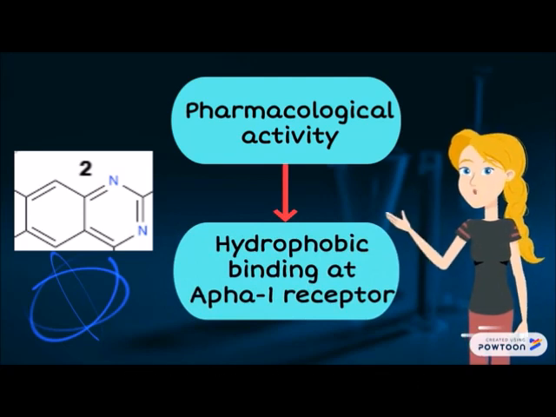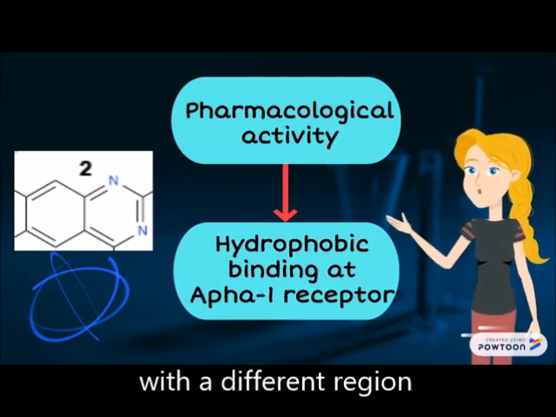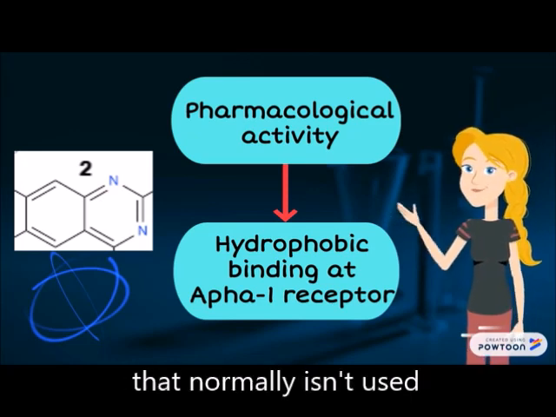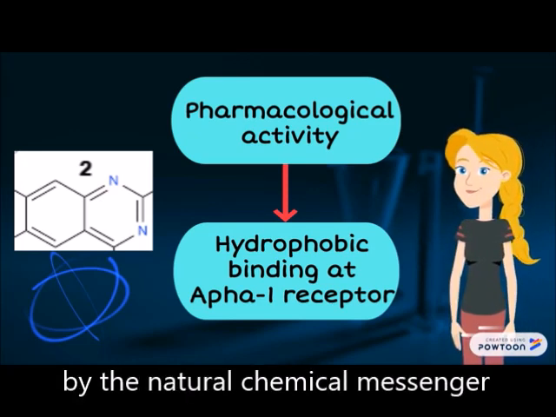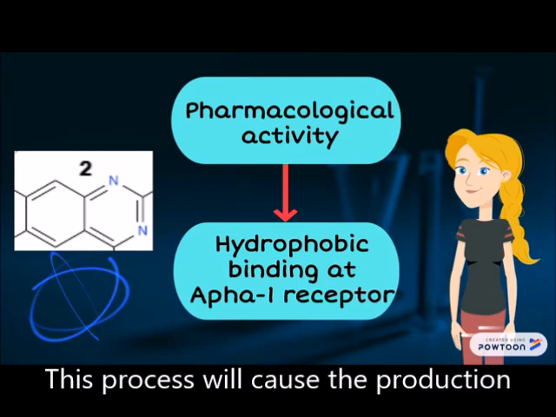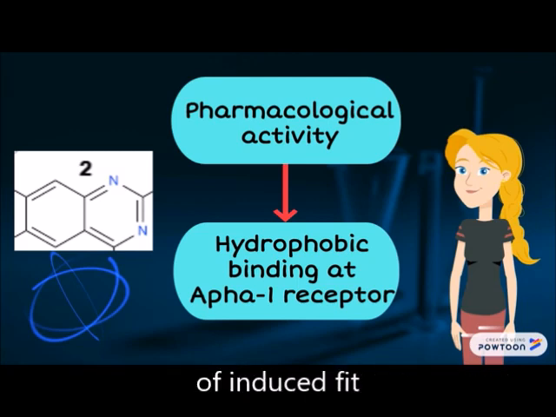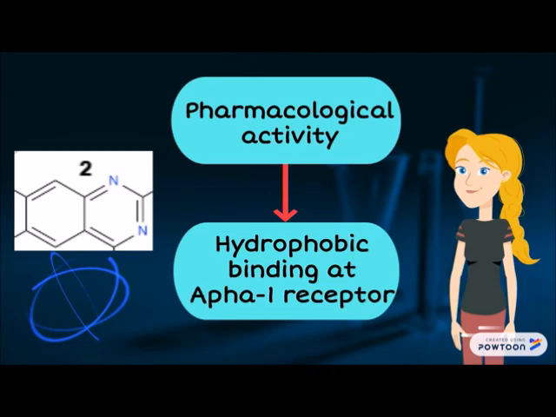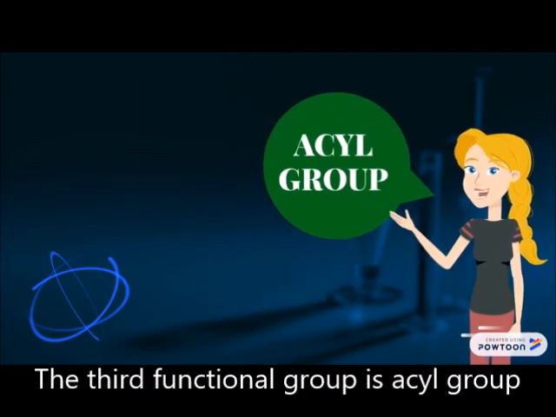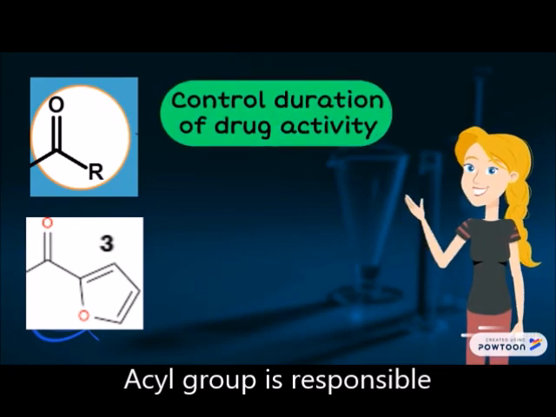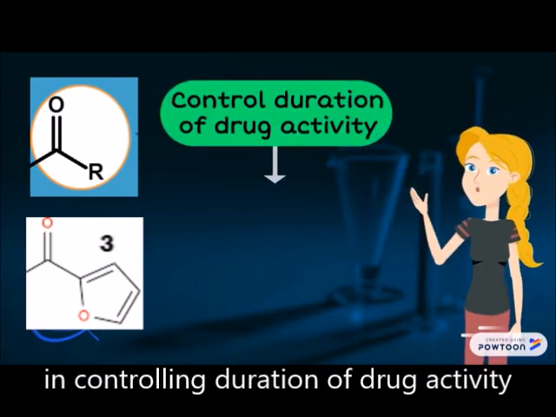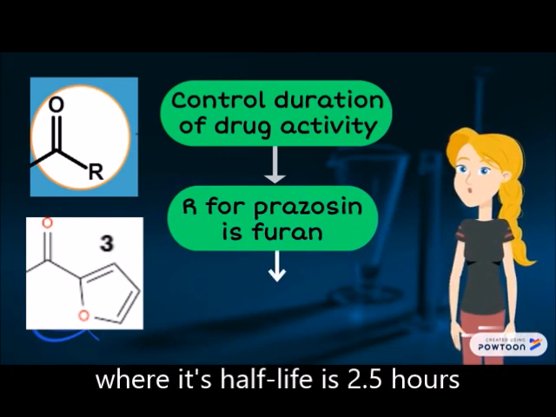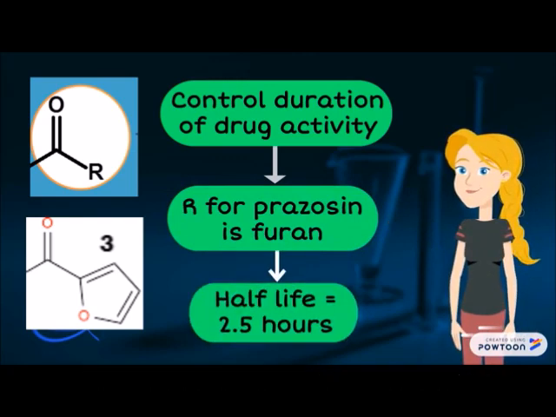The quinazoline will form a hydrophobic binding with a different region at the androgen receptor that normally isn't used by the natural chemical messenger. This process will cause the production of induced fit that does not activate the receptor. The third functional group is acyl group. Acyl group is responsible in controlling the duration of drug activity. In prazosin, the R is referring to furan, where its half-life is 2.5 hours.